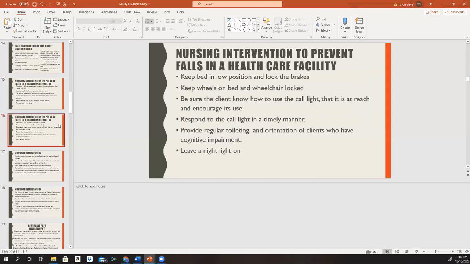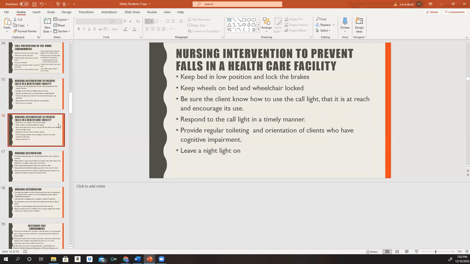Be sure that the client knows how to use the call light bell and that it is in reach, and encourage its use. Because if you walk out of the room and you don't give them their call light and they're a high fall risk and they have to go to the bathroom, how do you expect them to call you? They can't. And then what are they going to do? They're going to get up and go because they have to go. And it's not a good feeling to have to sit in bed and hold your urine or your stool when you really have to go bad. So they won't have any other choice but to get up.